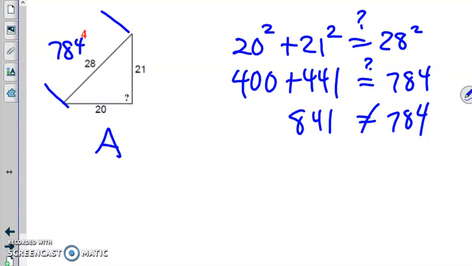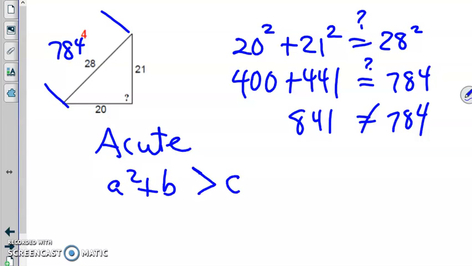So for acute triangles, A squared plus B squared is going to be more than C squared, and that's going to make that third side, which we've been calling the hypotenuse, or the longest side, smaller in area than A squared plus B squared. That's going to make it an acute triangle.